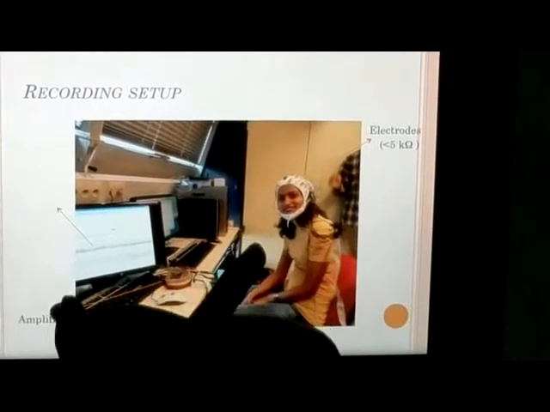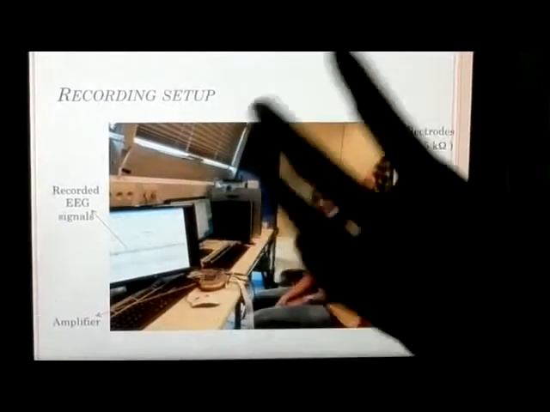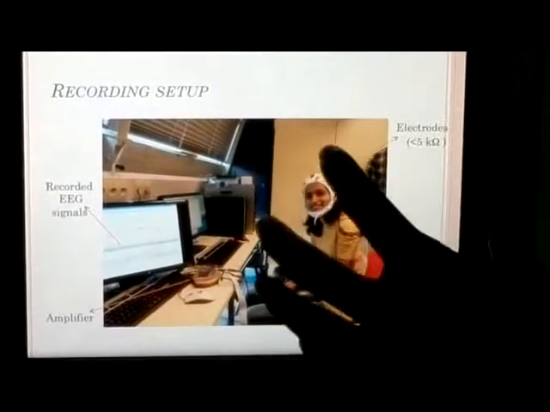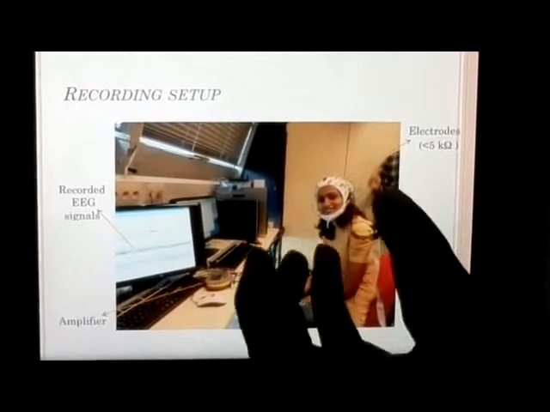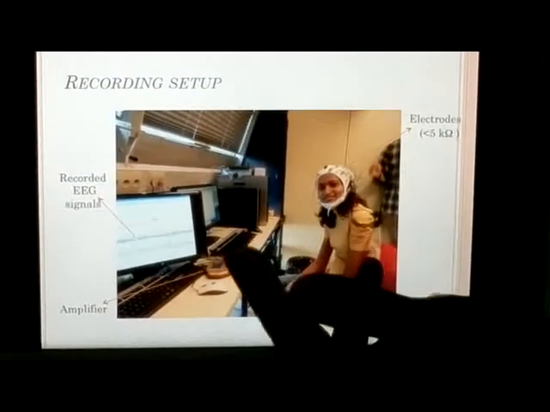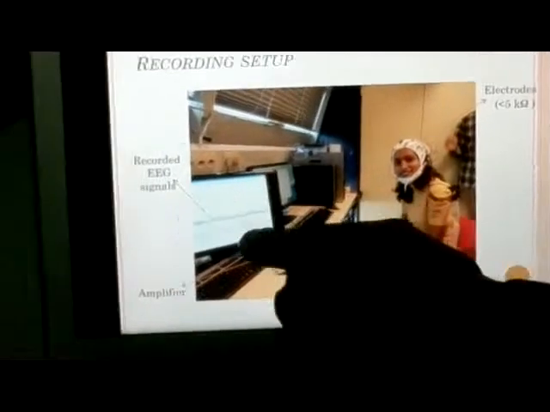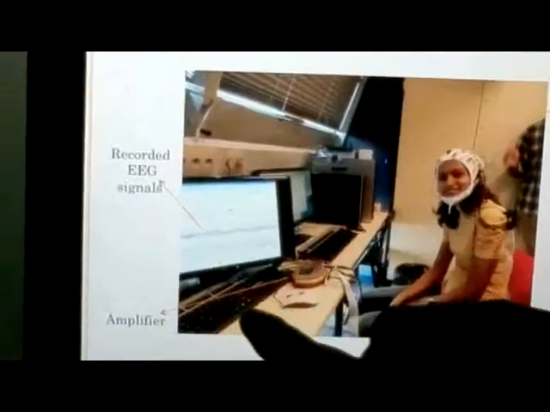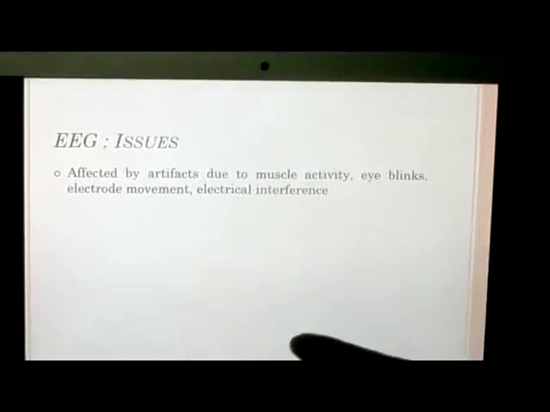These are the recording signals, and this is an amplifier which is used to amplify the EEG signals, because the signals we get are very faint and easily engulfed by noise. So we have to use an amplifier to amplify the signal. The signals on the computer screen which you are seeing are the recorded EEG signals. In the next slide, I'm going to show you what the issues are.